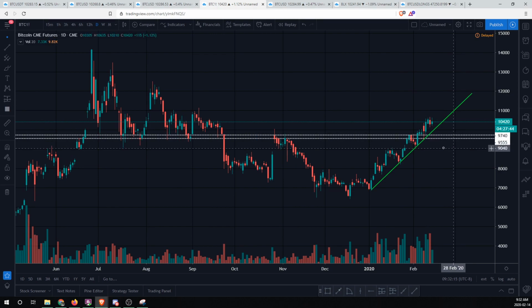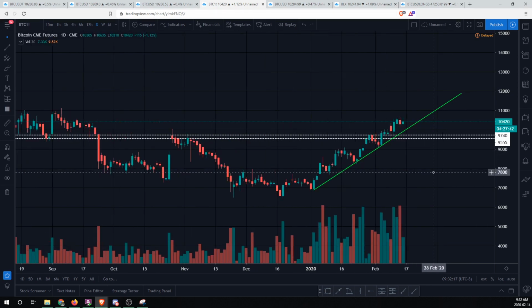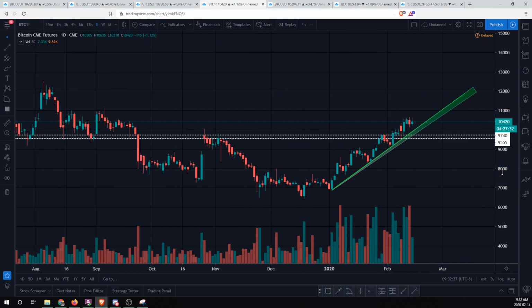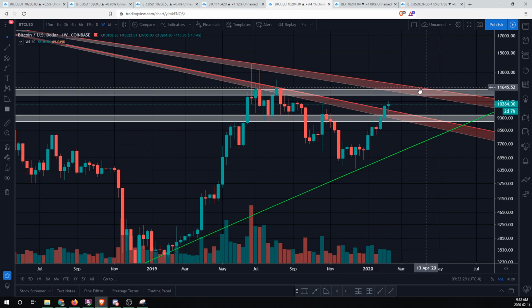If that price gets broken, then I could potentially be looking for a shift in trend. But at this point in time, I am very happy with how the market is moving, and I'm not really going to change my bias. I'm going to continue going long until we hit our major supply zone, which is from 11.5 to 12K.